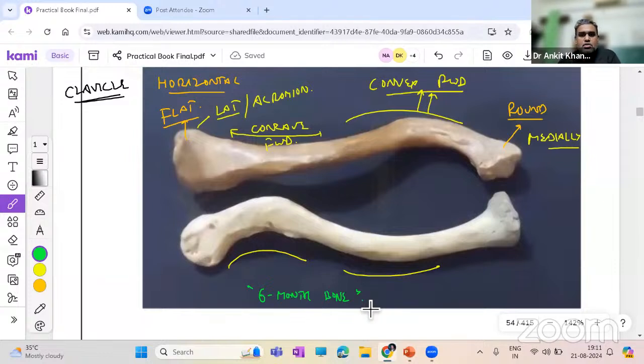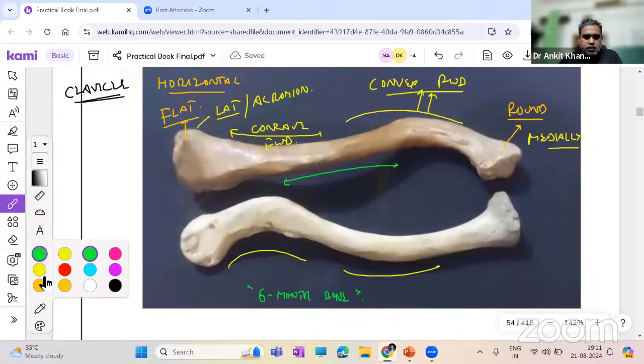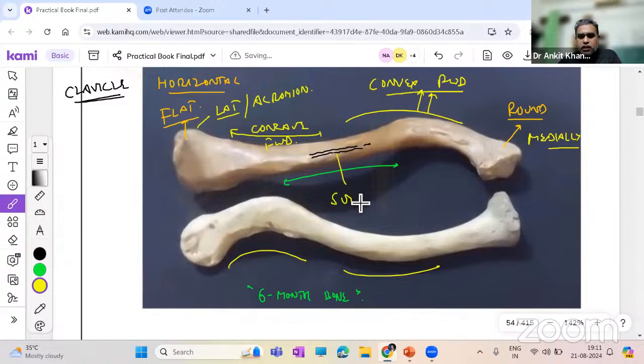Another reason that you might be asked or should give is that if you look at the shaft, the middle part, that is the shaft. In the shaft, in an image I might not be able to tell you, but let me just try to show you. Over here, you have a groove in the middle. That groove is known as the subclavian groove, because the subclavius muscle attaches over here.